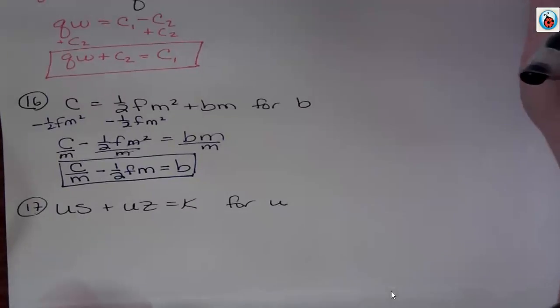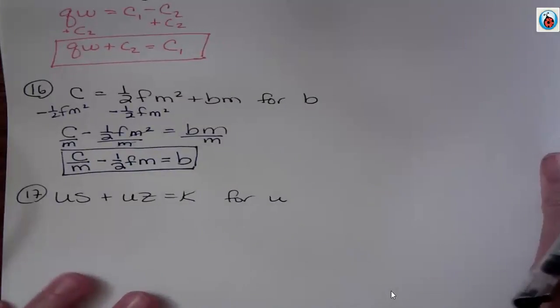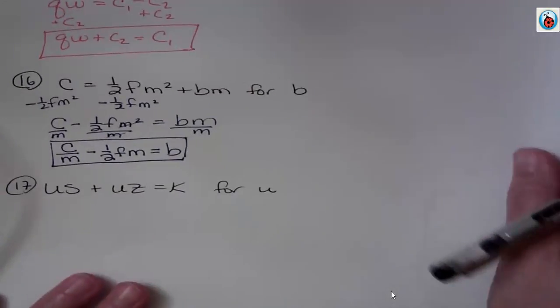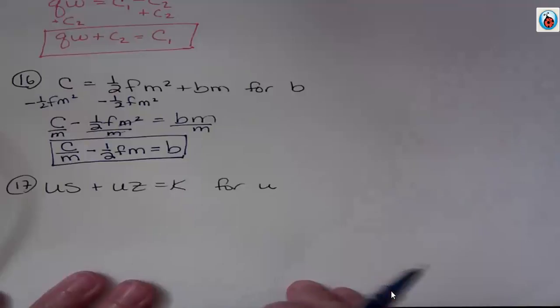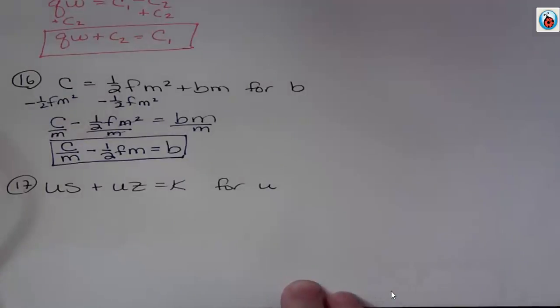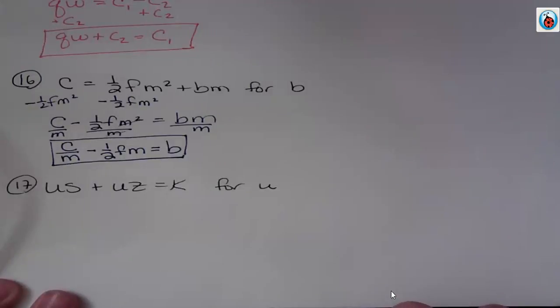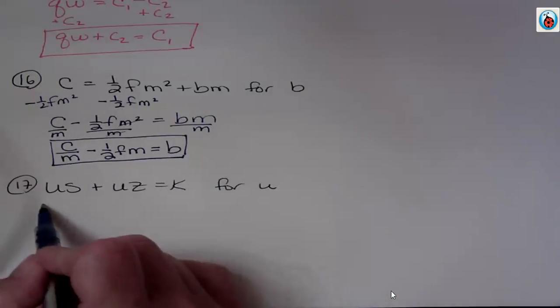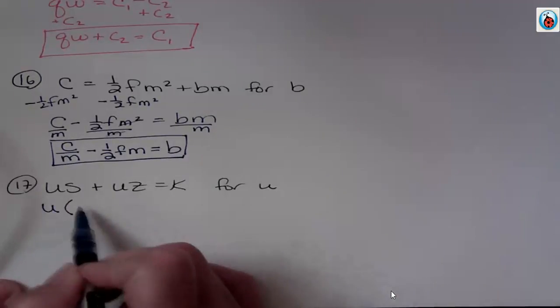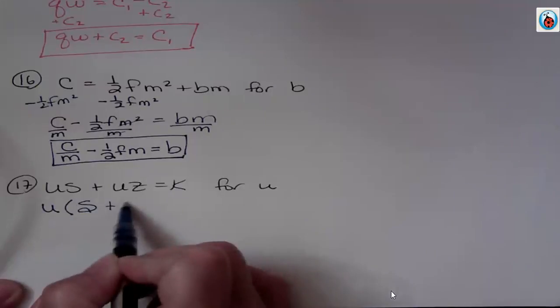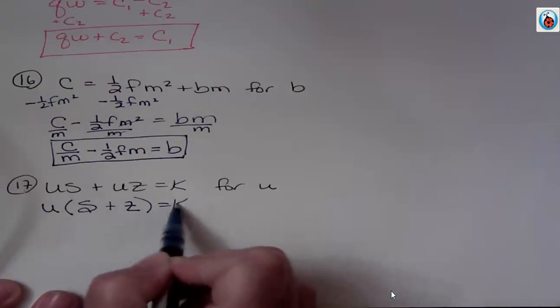Okay, and the last one's a little trickier because it's asking you to solve for u, but there's two u's in the formula, and so we can't, people say, well, divide everything by u. Well, that would leave the u under the k, and that's not what we want. So instead of dividing by it, we want to factor it out, reverse the distributive property here, and you get s plus z. And then you want to get rid of the u.